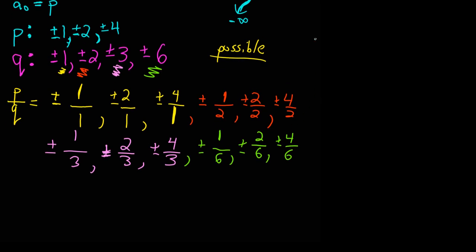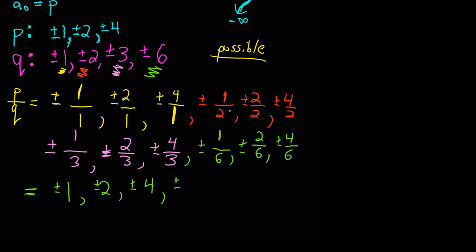So these are my possible zeros. Well, let's see, what do we have? 1, 2, 3, 4 times 3, so that's 12, plus there's a plus or minus, so I have 24 possible solutions. But I want to clean this up. So what I'm going to do, 1 over 1 is 1. 2 over 1 is 2. And 4 over 1 is 4.